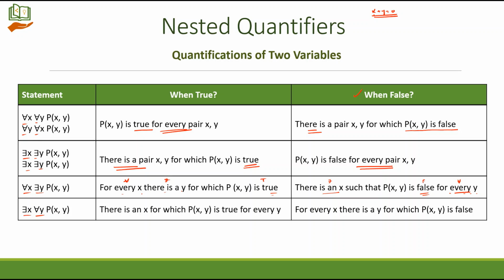Since we have there is an x, we change it to for every x. Since p of x comma y is true here, we change it to false, and it is for every y here, so we make it there is a y. It means for every x there is a y value for which the predicate is returning false. Initially you may have some confusion or complications regarding the understanding. When you work with a lot of examples, you will definitely get used to it.